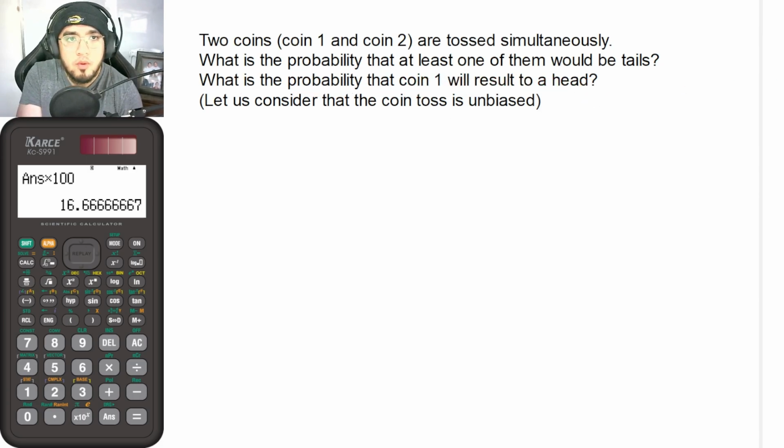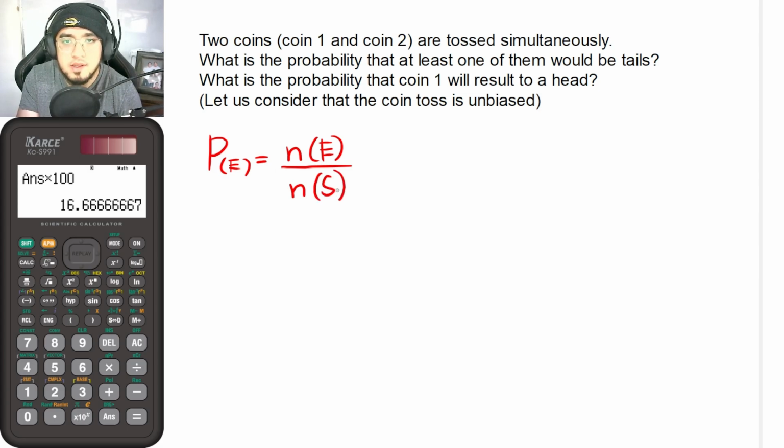So again, our base formula for the probability of a certain event is equal to the number of the events divided by the number of the total sample space. I will name this problem A, and let's say that this is now problem B. So for problem A, what we would be doing here is solving for the number of events and the number of sample space. So let us list all of the sample space first.